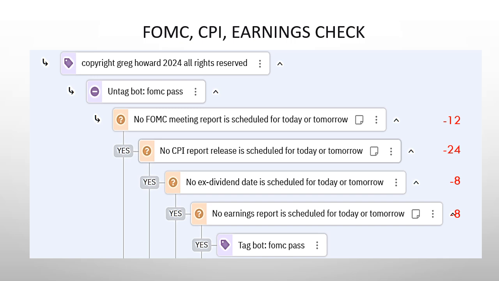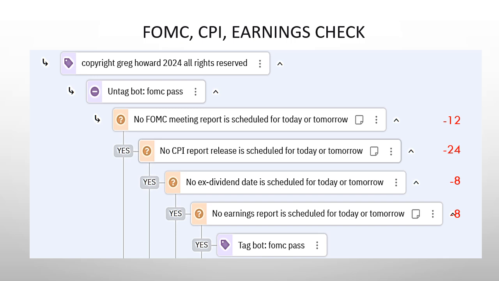The Federal Open Market Committee meeting occurs 6 times a year. This is when Jerome Powell speaks. We lose 12 days total around these meetings, the last day of the meeting and the day after, to allow the market to stabilize. The Consumer Price Index reports come out the middle of each month at 8:30 a.m. Eastern Time. We lose a total of 24 days around these events.